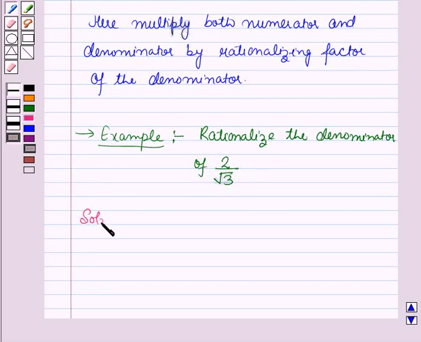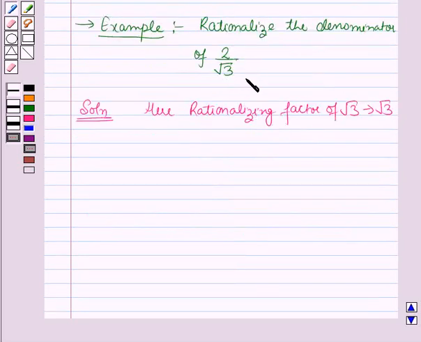Now we will start the solution for this. Here, the rationalizing factor of root 3 is root 3. Now we will multiply and divide this fraction with root 3. So it will be 2 by root 3 into root 3 by root 3. This is equal to 2 root 3 over root 3 into root 3 is 3. Now here, 3 is a rational number, so we obtain a rational denominator.